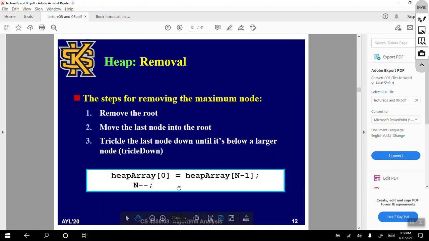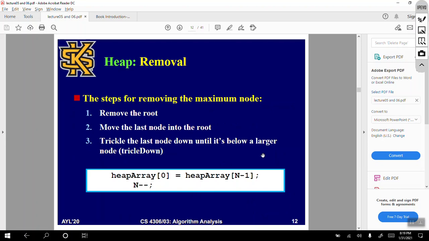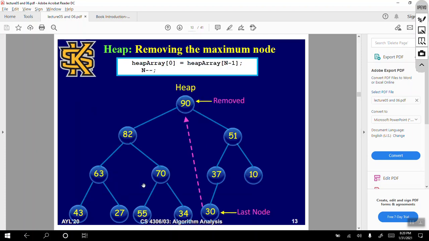If we decrease the array length by 1, that means this last element will be unlinked. It will not be linked anymore in our array, right? So this is the trick. I always say that this is the trick: we move the last element to the root and we decrease the size of n by 1.